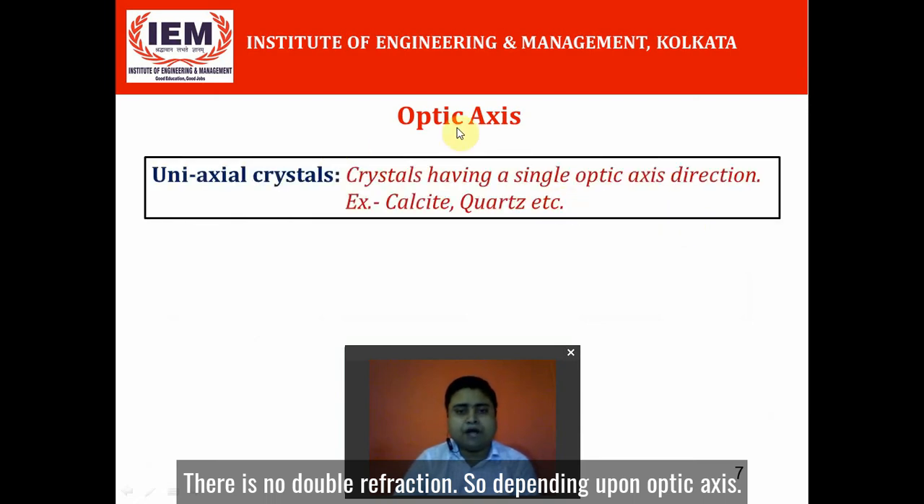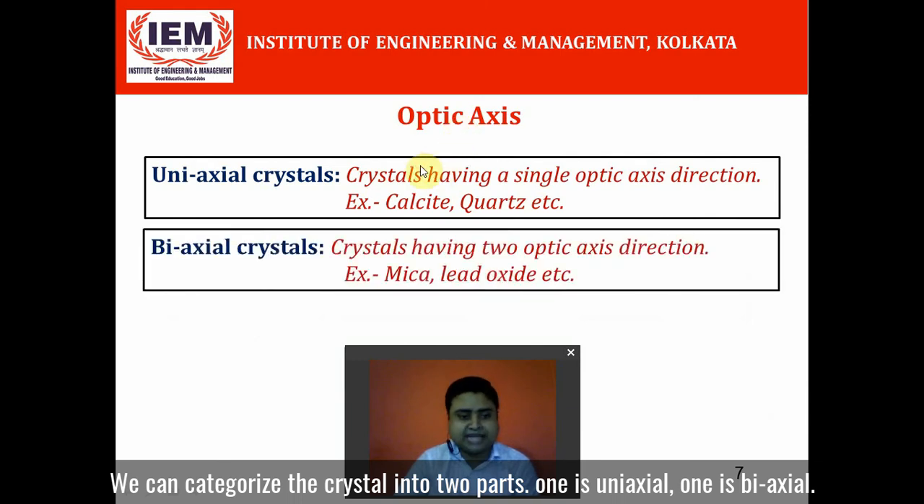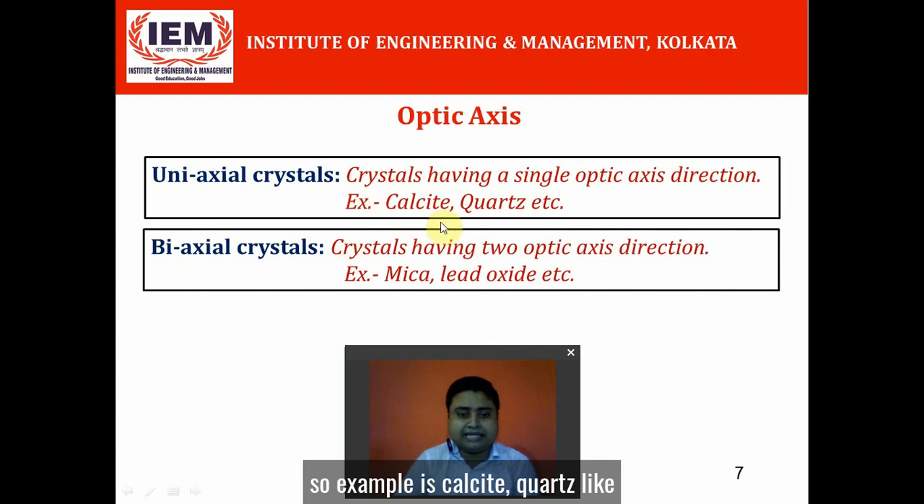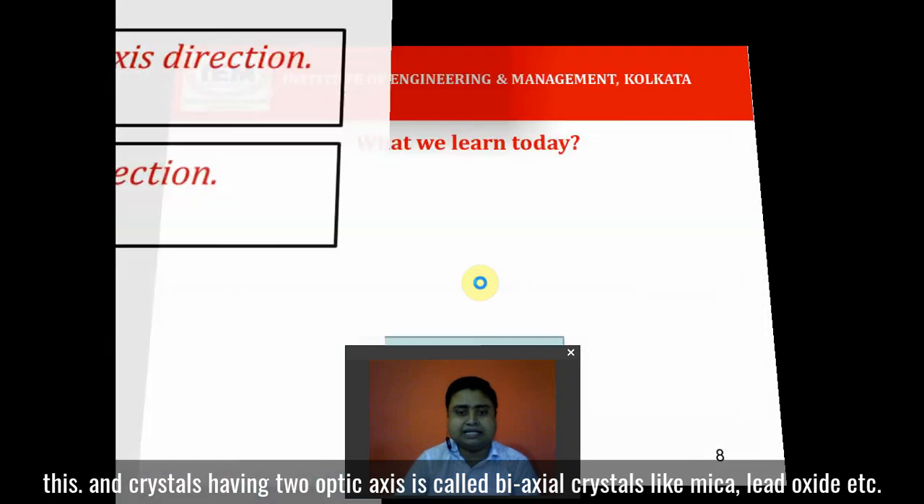Depending upon optic axis, we can categorize the crystal in two terms. One is uniaxial, one is biaxial. Crystals having a single optic axis are called uniaxial, and examples are calcite, quartz, like this. And crystals having two optic axes are called biaxial crystals, like mica, lead oxide, like this.